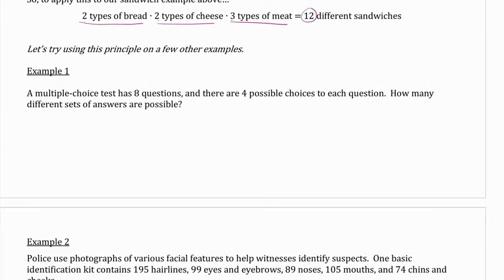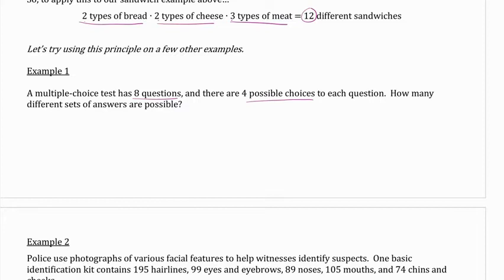This is one of my favorites because whenever we talk about multiple choice questions and you guys talk about like, oh, I just pick C every time if I don't know or whatever, there are a lot of different ways to answer a multiple choice test. Okay, so it has 8 questions, right? And then there are 4 possible choices for each question.